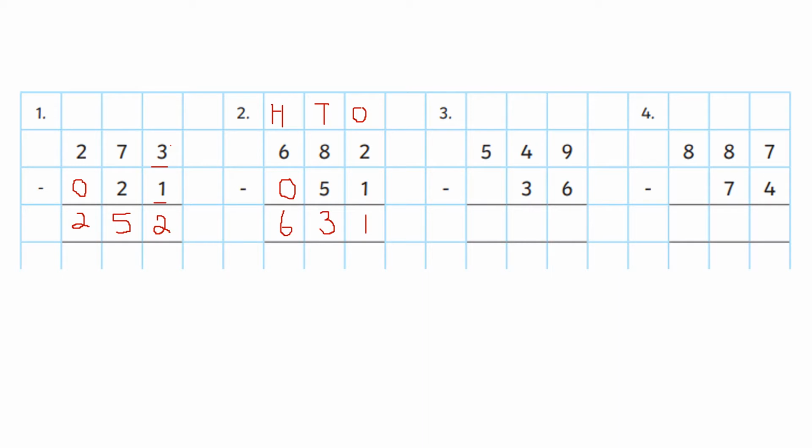Moving on then, 9 take away 6 is 3. 40 take away 30, or 4 take away 3, gives you 1 in the tens column. And then 500 or 5 take away 0 leaves you with 5 in the hundreds column. And then here we've got 7 take away 4 is 3. 8 tens take away 7 tens is 1 ten. And then 8 hundreds take away no hundreds.